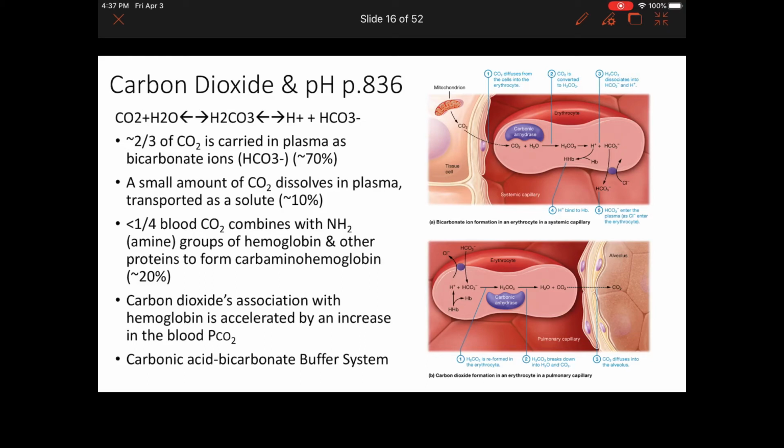Before we finish the last few topics of this chapter, I want to make a couple of points that I was not able to make in the prior video. Namely, that we all know that oxygen travels attached to the hemoglobin molecule within the red blood cells. It was also mentioned in the previous video that carbon dioxide also travels attached to hemoglobin.